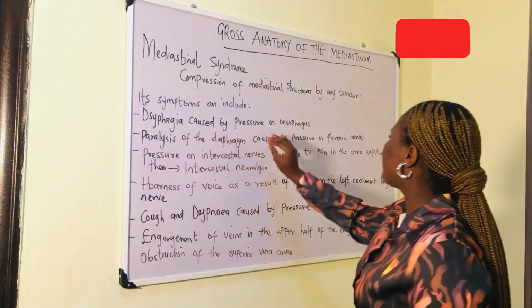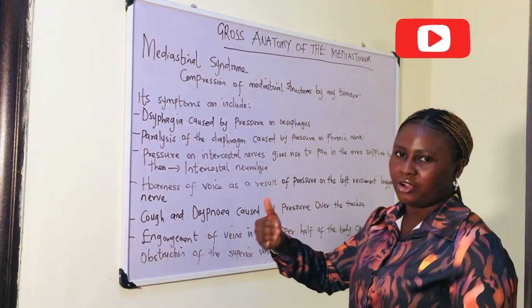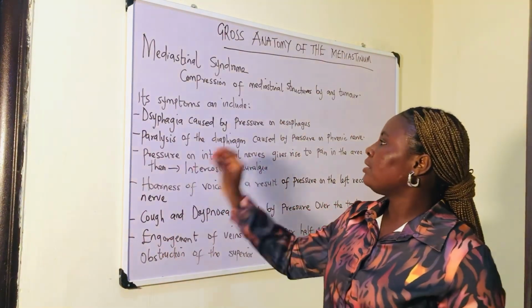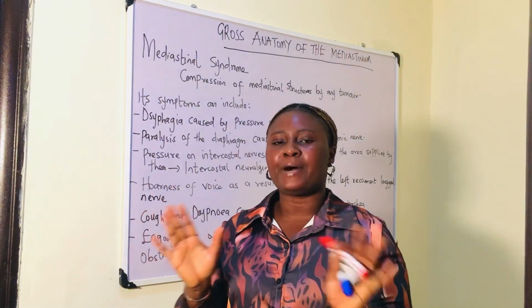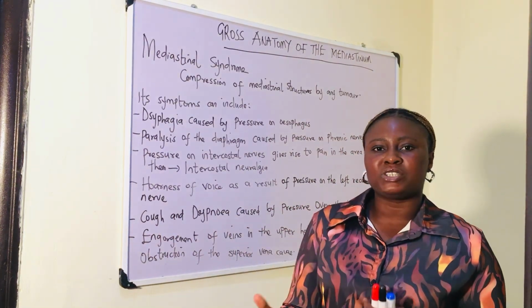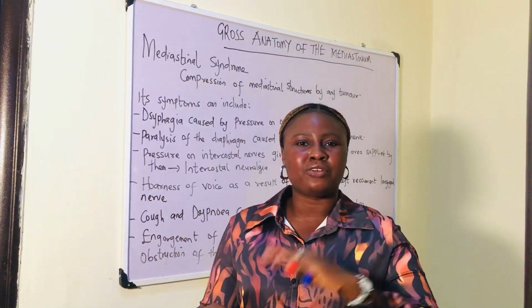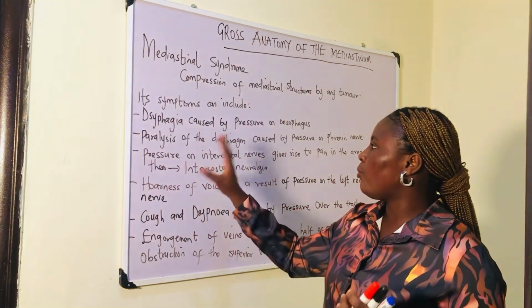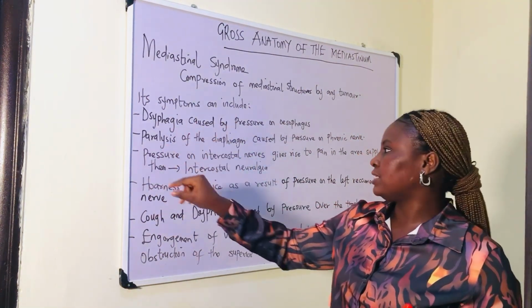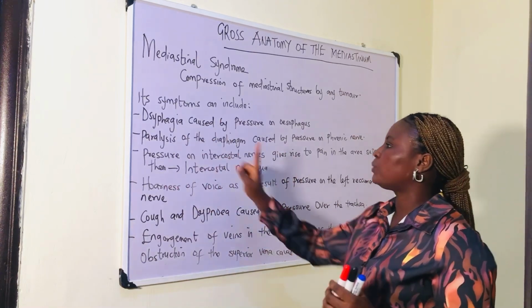Dysphagia, which can be caused by pressure on the oesophagus. You know that the oesophagus is one of the contents of the mediastinum. Now, dysphagia is a damage to that part of the brain that is responsible for language production, okay? It can be as a result of head injury, stroke, or other neurological conditions. So when there's a pressure on the oesophagus, it can lead to what? Dysphagia.